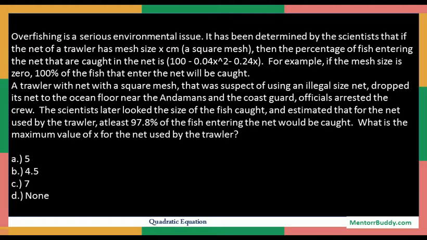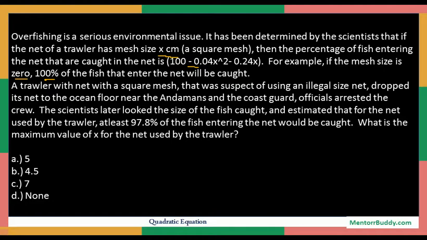It has been determined by scientists that if the net of the trawler has a mesh size of x centimeter, then the percentage of the fish entering the net that are caught in the net is given by the quadratic expression 100 minus 0.04x square minus 0.24x. For example, if the mesh size is 0, then 100% of the fish that enter the net will be caught.